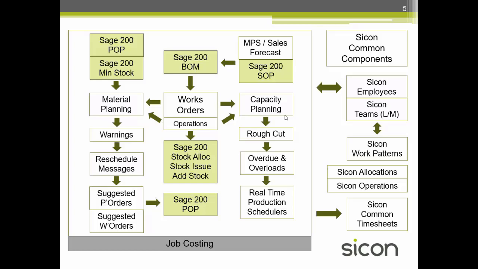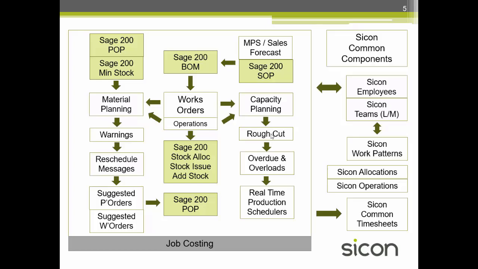Over the other side, we have capacity planning. So here we're using the operations and the durations of each of those operations to work out how much demand we actually have for labour and machine. Also feeding into that are Sicon employees that belong to teams and have certain work patterns, which give some limitations to the amount of hours available. We can also feed in timesheets and holidays and bank holidays in there to reduce the amount of time available.